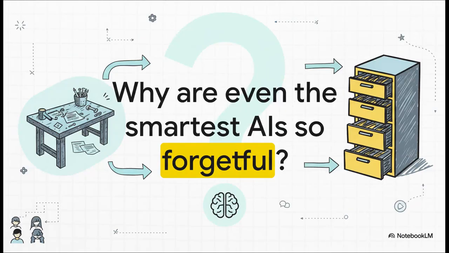All right, so let's just dive right in with a question that I'm sure has bugged a lot of us. You know how you can have this amazing, super detailed conversation with one of these powerful AIs, but then the very next time you chat, it's like you're total strangers. It has no idea who you are. So what's going on there?